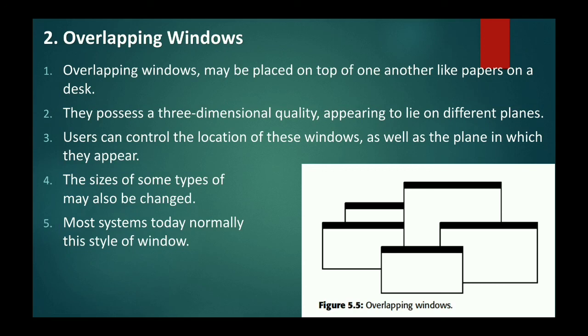The user can control the location of these windows as well as the plane in which they appear. If you click on the second window, then the second window will act as the first window, and you can access the options available on that window. If you click on the last window, it will come to the first plane, the first row. The size of some windows may also be changed. Most systems today use this style of windows. So this is the introduction to overlapping windows.